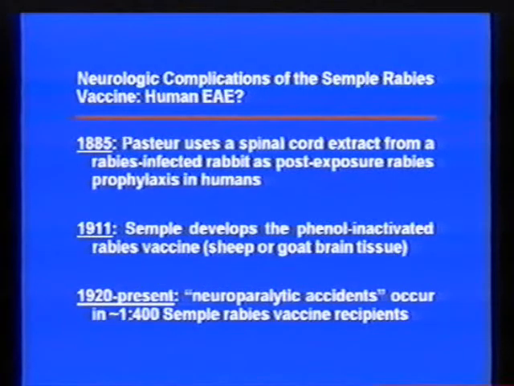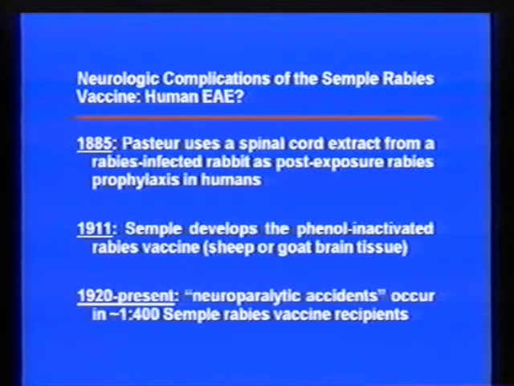So I want to take you back and talk a little history here in terms of the neurologic complications associated with the old Semple rabies vaccine. And this goes back to the days of Louis Pasteur over 100 years ago. And one of the important contributions that Pasteur made was he was able to show that he could prevent rabies in humans by prophylaxing them after exposure with what he made, an extract of the spinal cord from an animal that was infected with rabies.